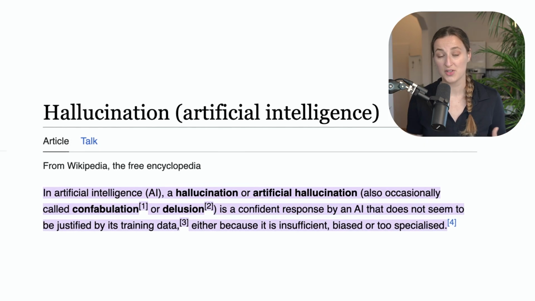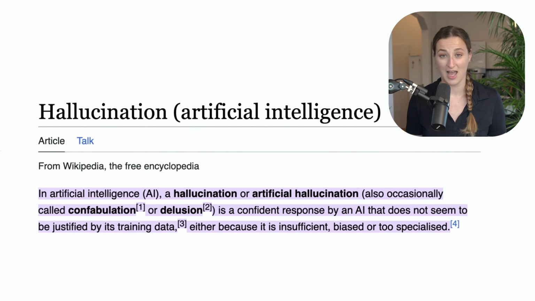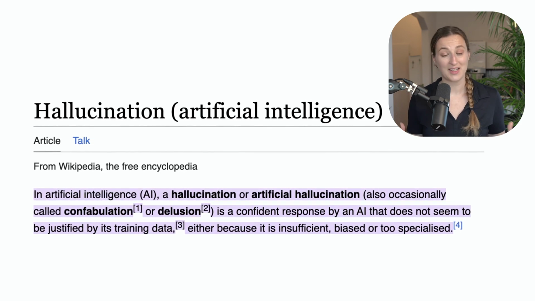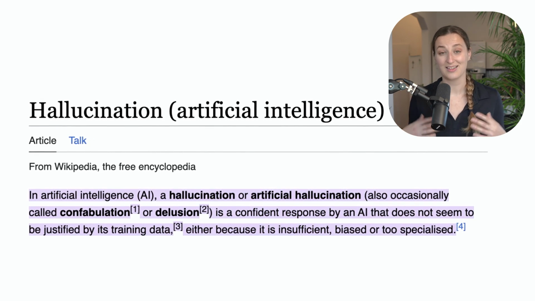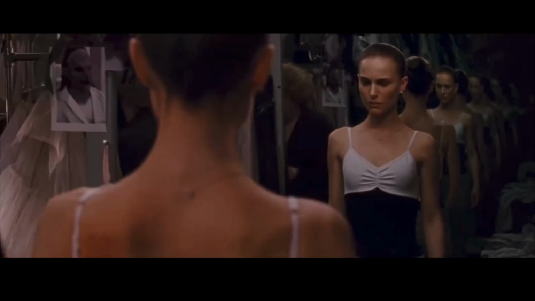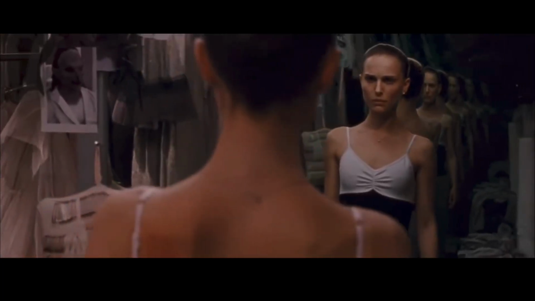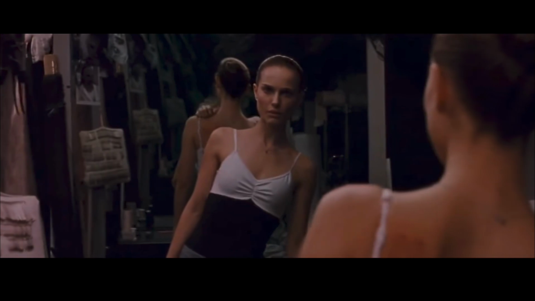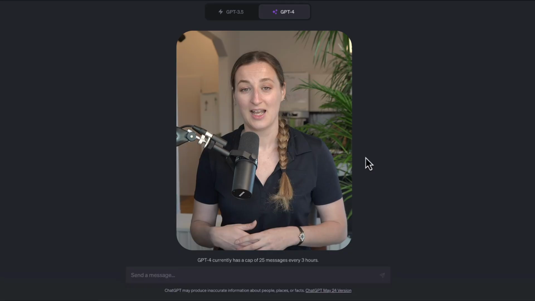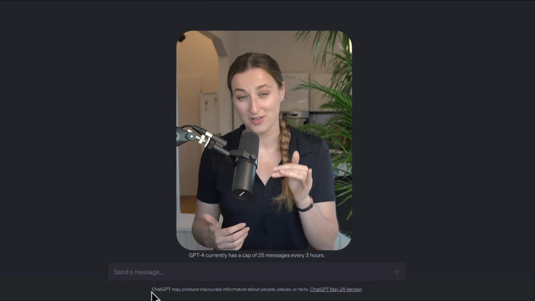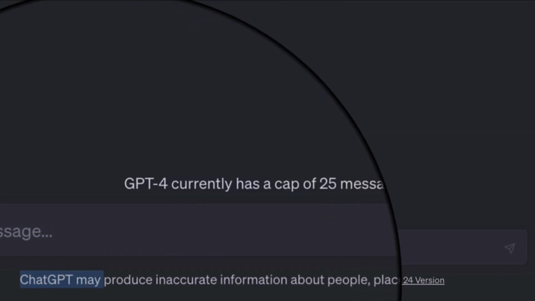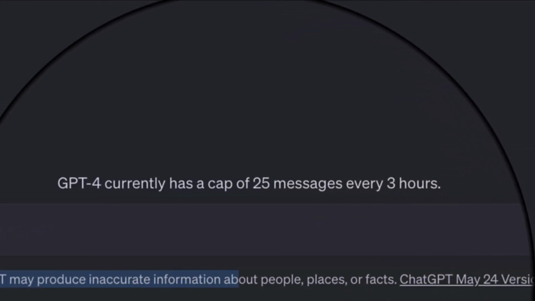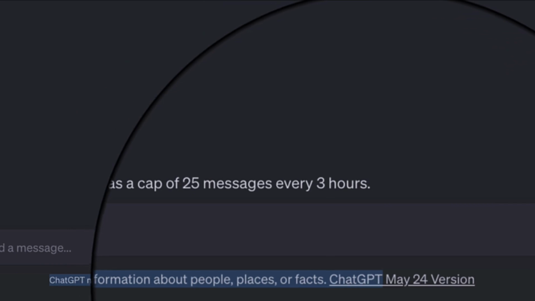But first, let's cover what I mean by hallucinations. This term refers to ChatGPT, or any large language model for that matter, generating outputs that are nonsensical, irrelevant, or simply wrong. It's like the AI seeing stuff that is not there. Therefore, it's called hallucinations. And if you paid attention at the bottom of ChatGPT, it says, "ChatGPT may produce inaccurate information about people, places, or facts." And this, indeed, is a fact.